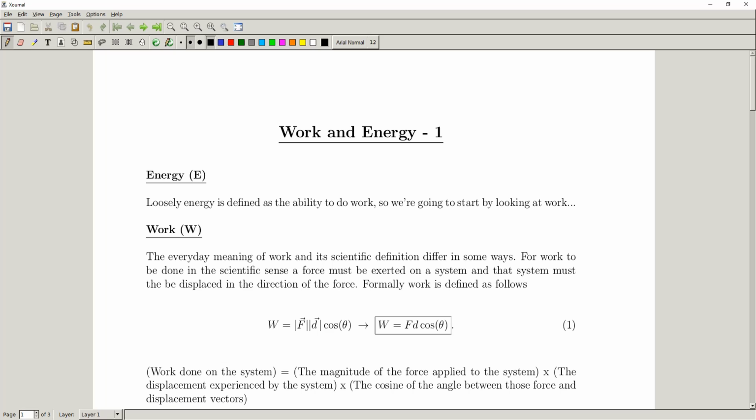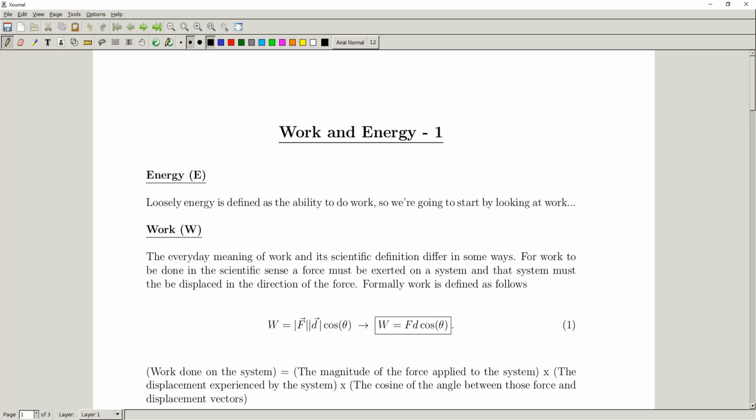Alright, this is going to be our first video in our work and energy module. So everything that we're going to be talking about in this module corresponds to chapter 7 in the text, and so we can jump right into it here. Okay, so we're going to be talking about work and energy, and so we'll start off by defining energy.